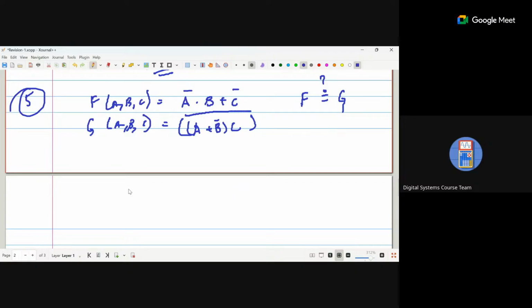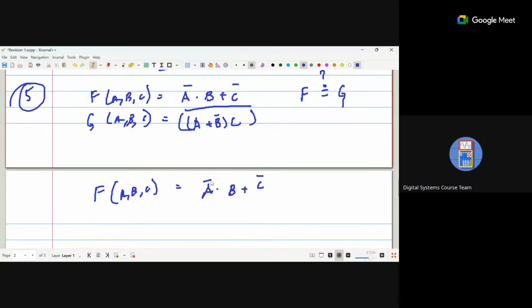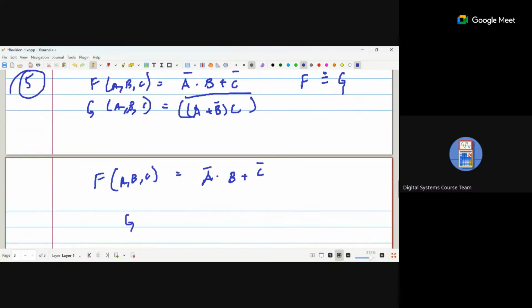Okay, so let's solve it together. Yes, both are equal, correct. So how? Your F is A dash B plus C dash, and your G is A plus B dash C, the whole dash.